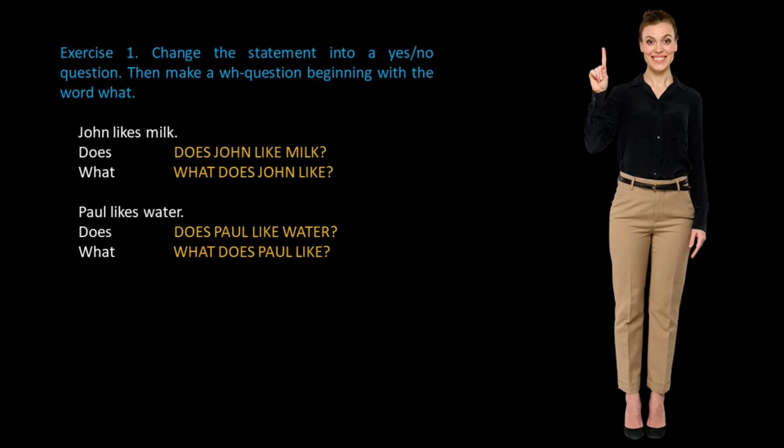Exercise 1. Change the statement into a yes or no question. Then make a WH question, beginning with the word what. For example, John likes milk. Does John like milk? What does John like? Paul likes water. Does Paul like water? What does Paul like?